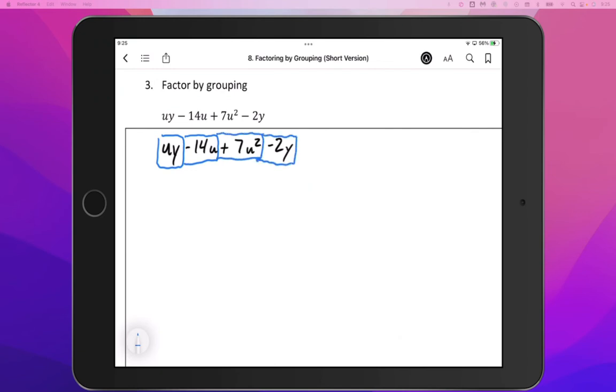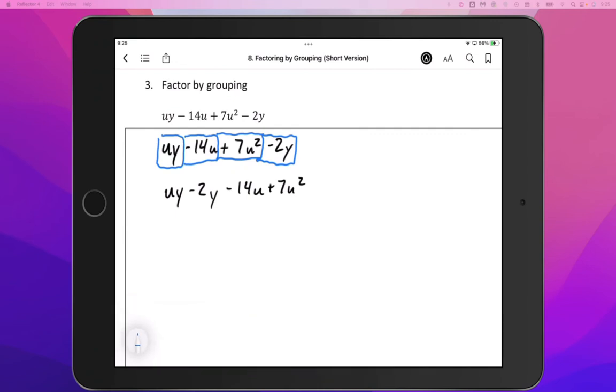I can move these blocks around however I want because addition is commutative. And you might be thinking, well, I've got subtraction going on here. Yes, you do. But subtraction is really just the addition of a negative number. And so if we draw boxes around these like I just did, we can move them around freely however we want. And so I think I'm going to stick the uy together with the negative 2y, because then I'll be able to take out a y. And then I will stick the negative 14u together with the 7u to the power of 2, because then I'll be able to take out a 7u.